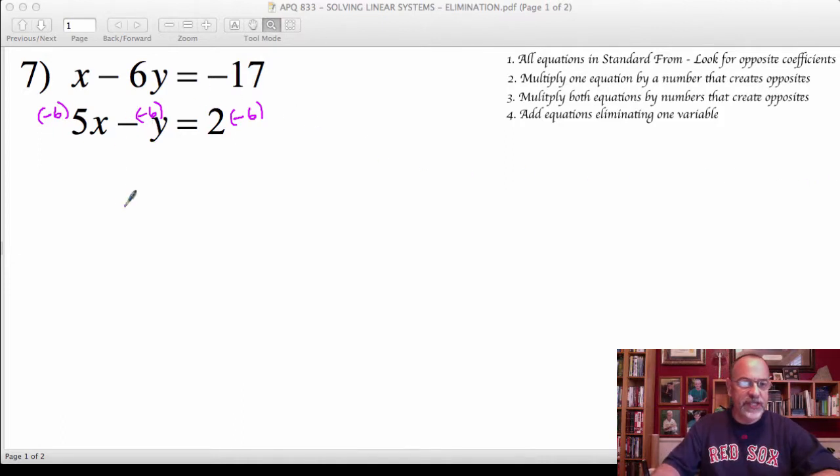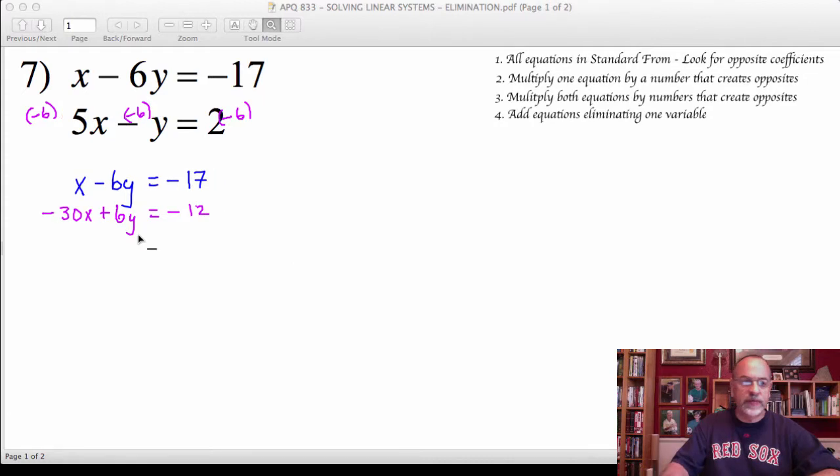Now, because I'm changing the second equation and I'm going to want to add it to the first equation when I get done, I'm going to copy this first equation down here, so when I create my new equation I can line up the x and the y's, and then I'll easily add those together. So multiplying the -6 times the 5, that's going to give me a -30x. The -6 times the -1 is going to give me +6y. There's my opposites. And then -6 times 2 is a -12. So I now have my two equations. I do have opposite coefficients.